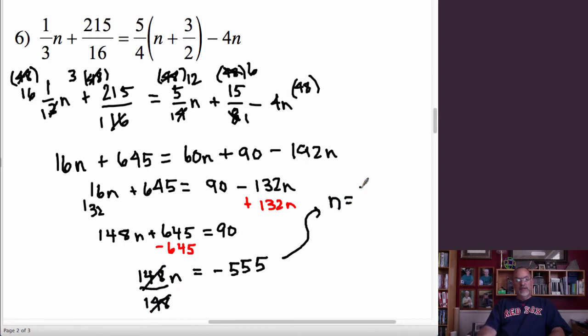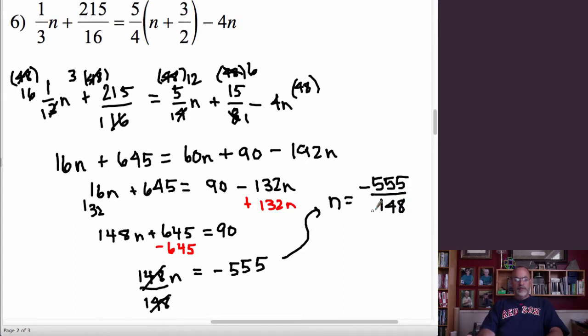So n is going to be negative 555 over 148. In order to reduce this fraction, we need to find a common factor of both of these. Now, I looked ahead a little bit just to kind of help me out, so you'd have to work this one out on your own. So both of these are divisible by 37.